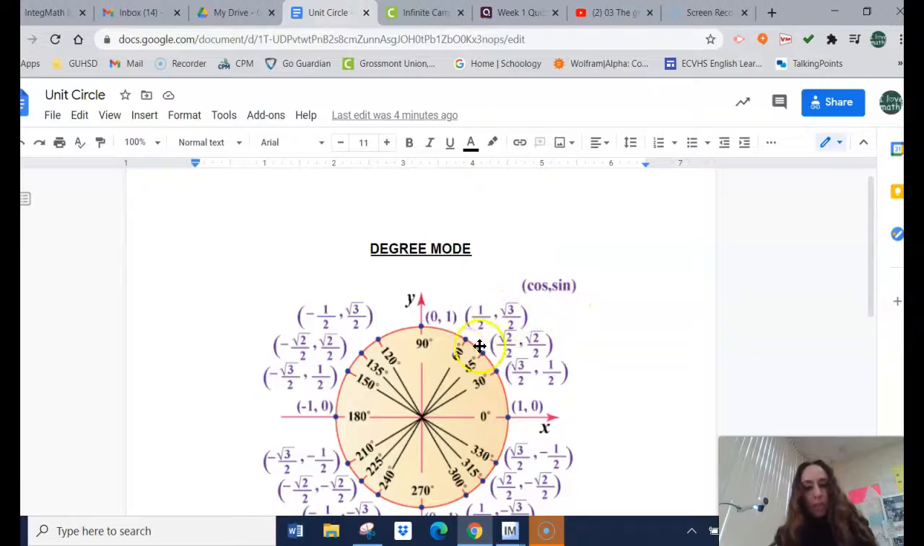So the cosine of 60 is 1/2. The cosine of 150 is negative √3 over 2. Now if I was to do sine, sine's the second one. The sine of 45 is √2 over 2. The sine of 210 is -1/2.